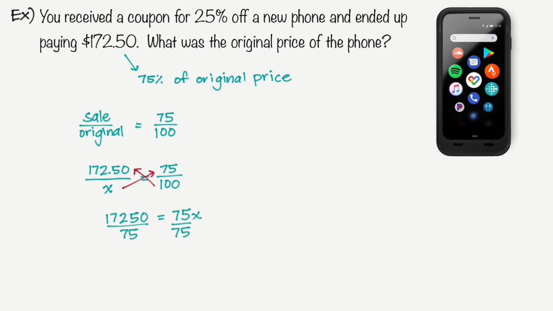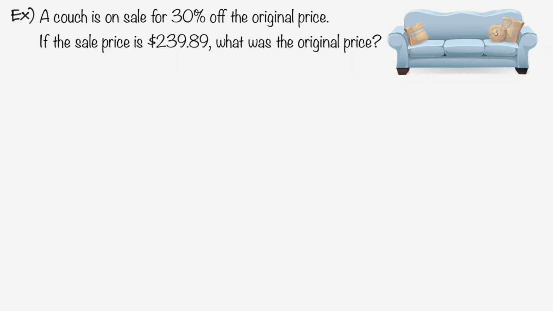Final step, I divide both sides by 75, and I find that x is going to be equal to $230. So that was the original price of the phone just by working backwards. Here's another one that's similar.